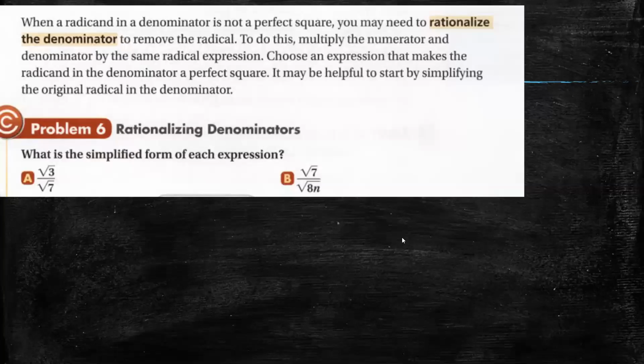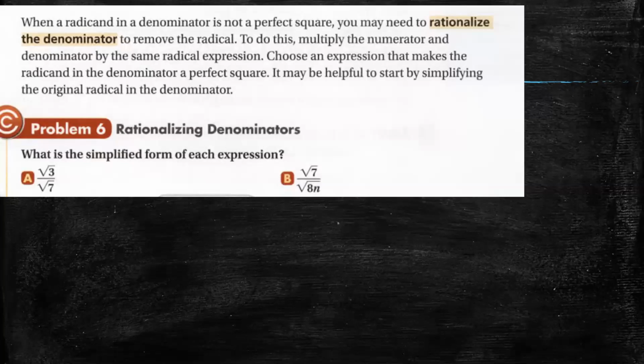Today we will continue our lesson of how to simplify radicals. In this lesson, we learn how we can simplify radicals by multiplying and by dividing. Now, here, when a radical is in a denominator that is not a perfect square.